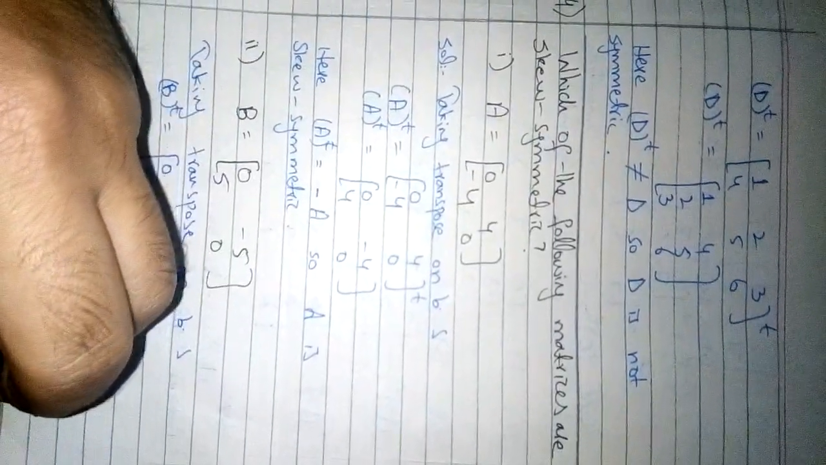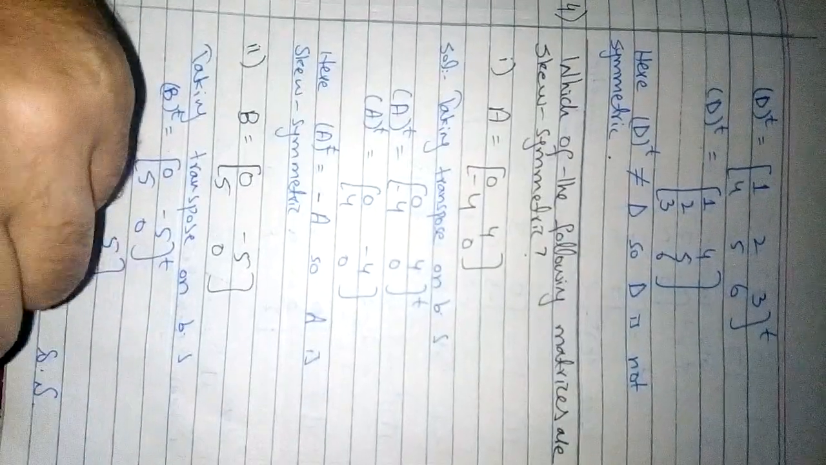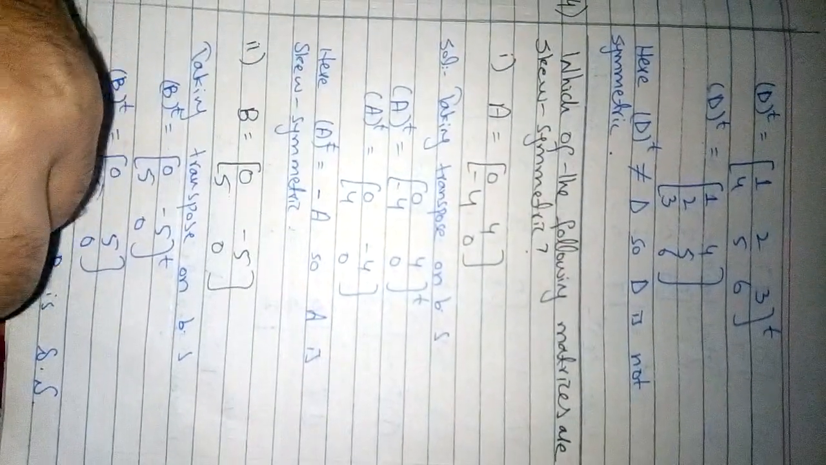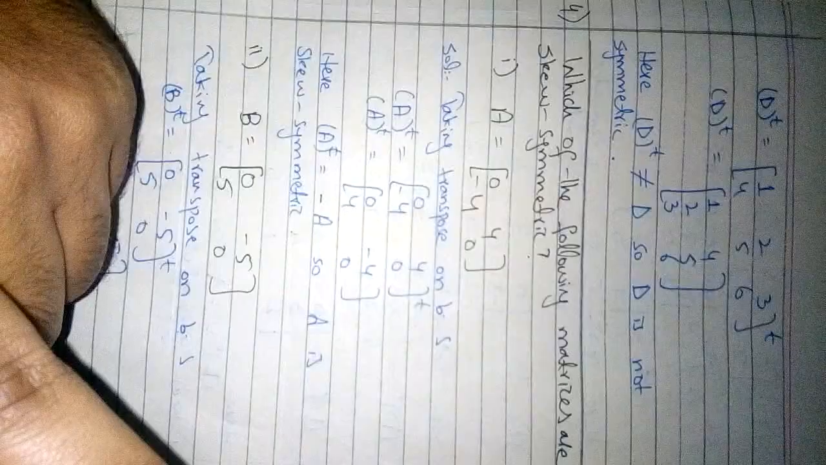Skew symmetric means that when the transpose of a matrix is equal to the negative of that matrix, then that matrix is skew symmetric. That is, the elements only change their signs.